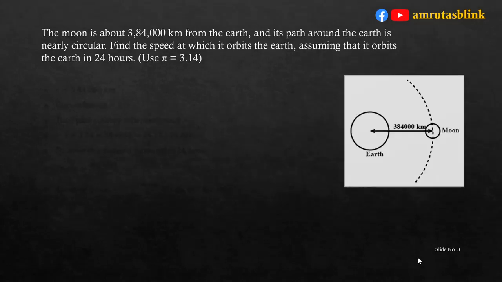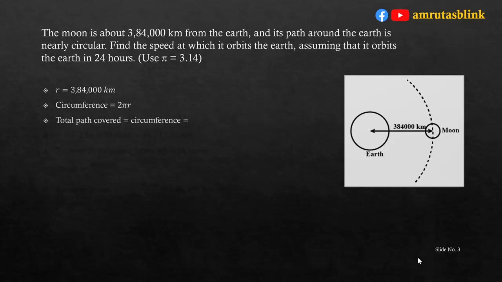Now, in this problem, let's suppose this is the Earth as shown in the diagram and the moon is revolving around the Earth. So, the path of the moon is circular. Now, this moon is about 3,84,000 km from the Earth. So, for this circular path, radius will be 3,84,000 kilometers. Now, we need to calculate circumference. Now, we know that for a circular path, circumference is equal to 2 pi r.